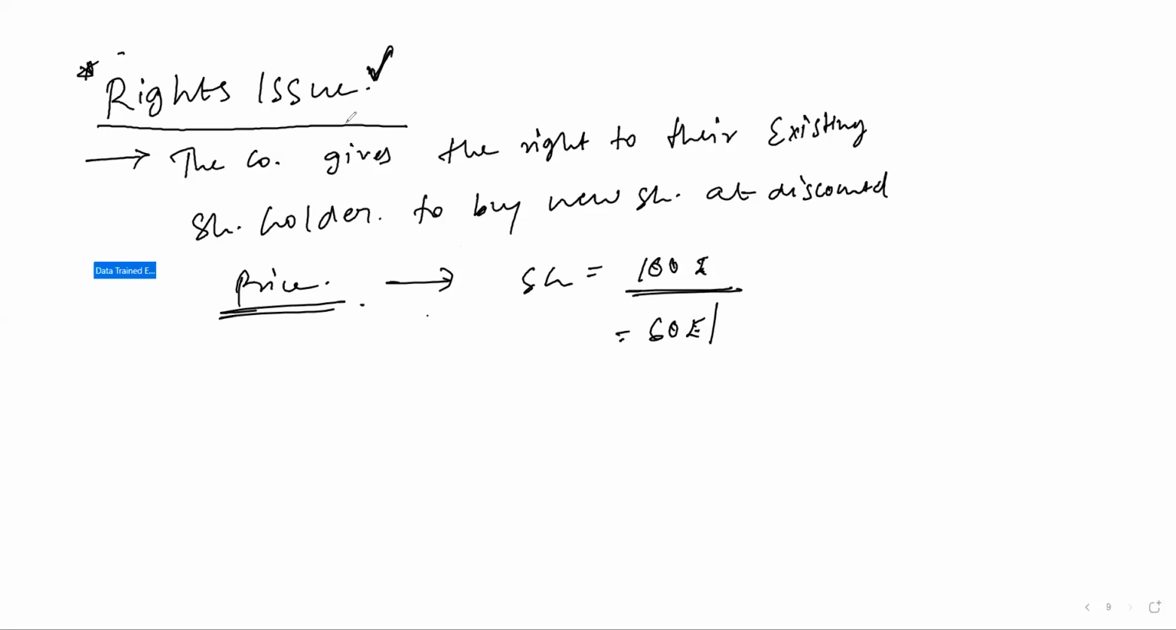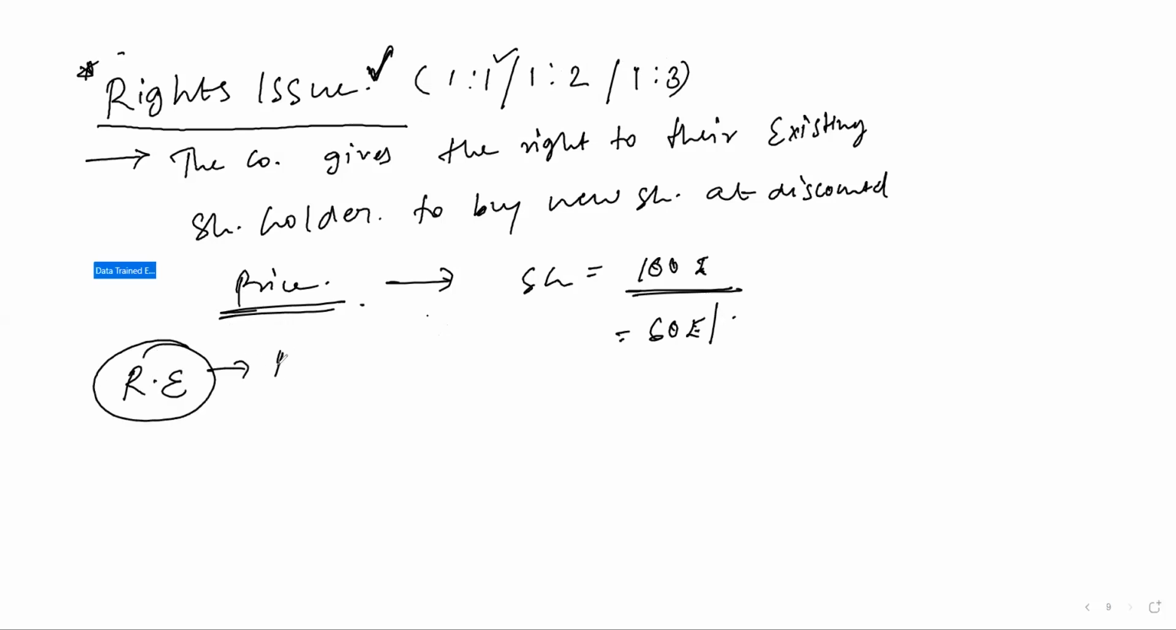Now, coming to share capital, one important thing before concluding on right issue is the ratios. It could be 1:1, it could be 1:2, it could be 1:3. Now, what does this mean? Let's suppose it is a 1:1 right issue. When the company announces a right issue, you get something called a right entitlement. These are nothing but rights to buy the shares.